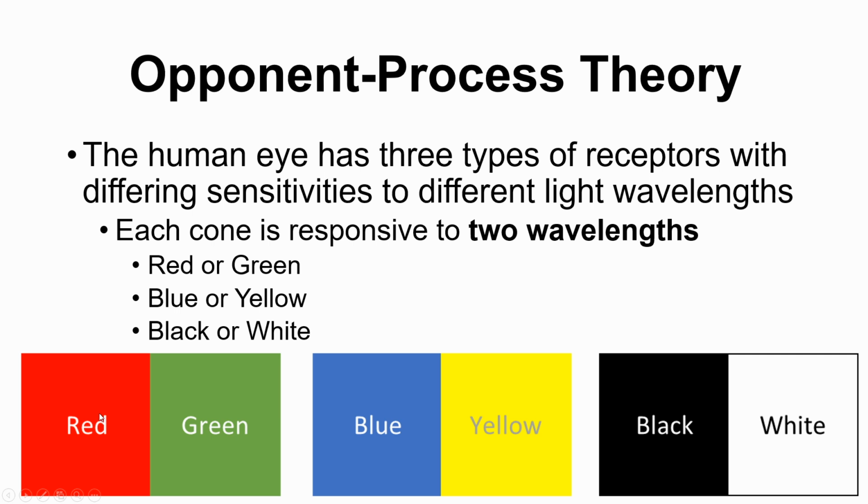So red or green would be one cone where it would fire in one particular way for red and another particular way for green. There's another kind of cone that would fire for blue or yellow, so have different patterns for blue and different patterns for yellow. And then one type of cone that does black and white, so fire one way for black and one way for white. And this new theory helped explain a couple of things that our trichromatic theory had trouble with.